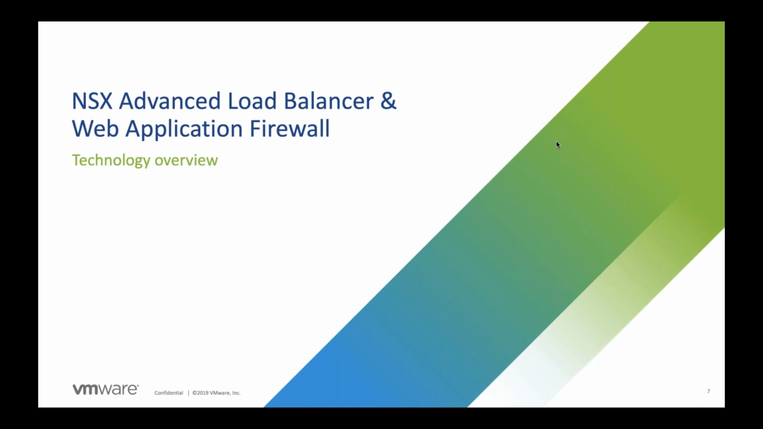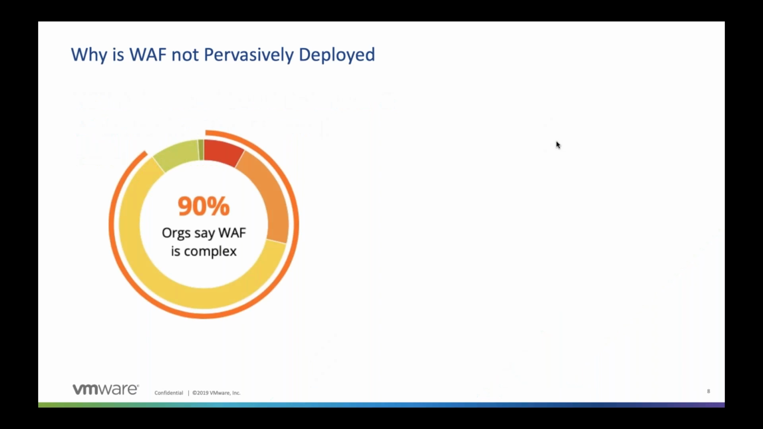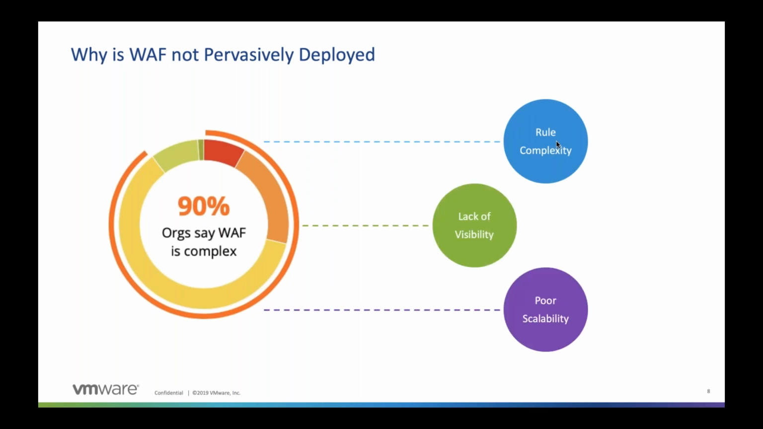All right, so when we think about a WAF, why isn't a WAF deployed in front of 100% of all web applications? The answer is that organizations still think that WAFs are really, really complex, and that is because of multiple things. First of all, this starts with the rule complexity. Making sure that a rule is tight enough to actually block the attack, but not too tight to create false positives, is a big problem.